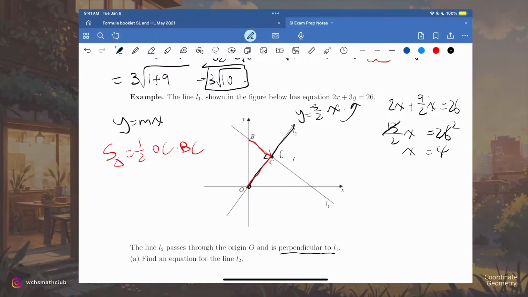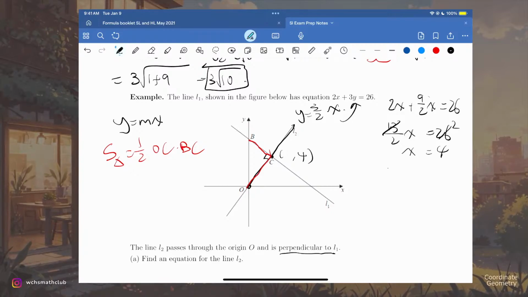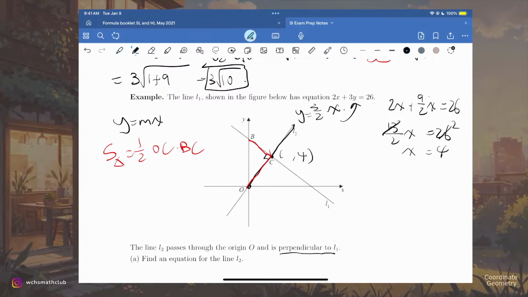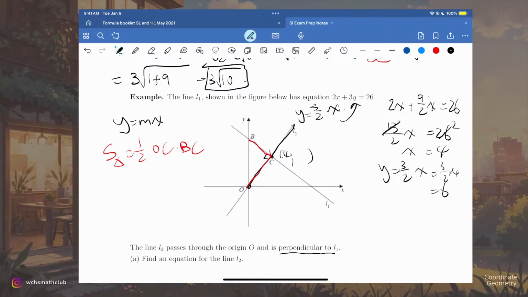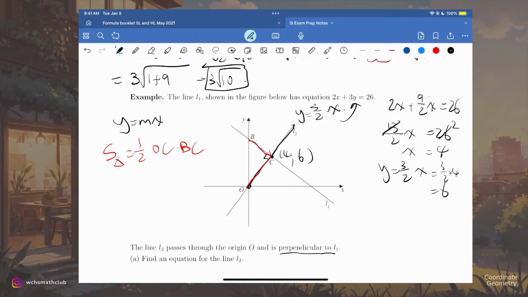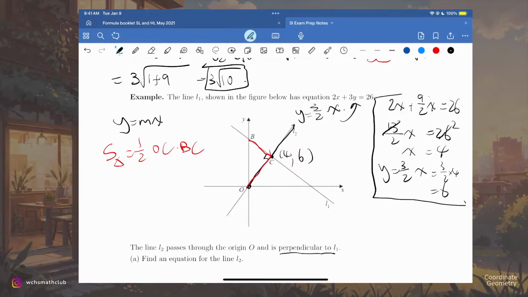So it's something, 4. But wait, 4 is the x coordinate, not the y coordinate. And we know y equals 3 over 2 x, so it equals 3 over 2 times 4, which equals 6. So (4, 6) is the point C. Now let's compute B. We can actually do this step separately because it doesn't depend on the answer to the previous step, so you can compute B and C in whichever order you like.